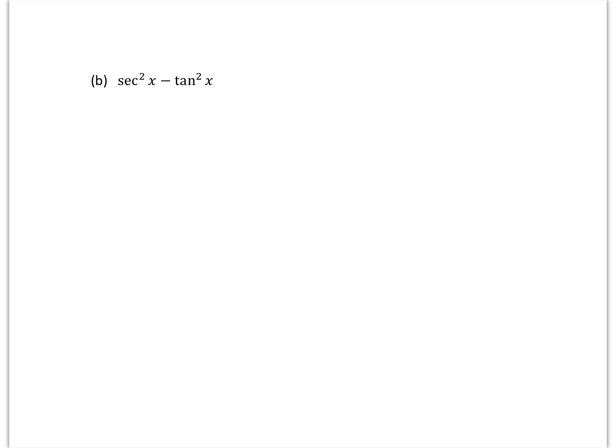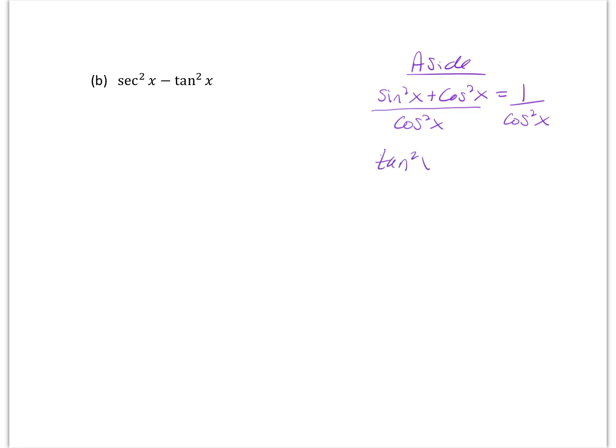For B, I have secant squared minus tangent squared. This is another version of the Pythagorean identity. So I'm just going to write a little aside over here. If we start with the famous Pythagorean identity that sine squared plus cosine squared equals 1, and I divide both sides of this equation by cosine squared, sine squared over cosine squared is tangent squared. Cosine squared over cosine squared is 1, and 1 over cosine squared is secant squared.